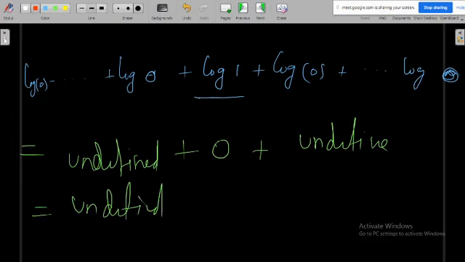So finally it is undefined, and that's why this is also not a stable system. We do not know what the output will be. So this system is also an unstable system. Then we'll see some extra questions.